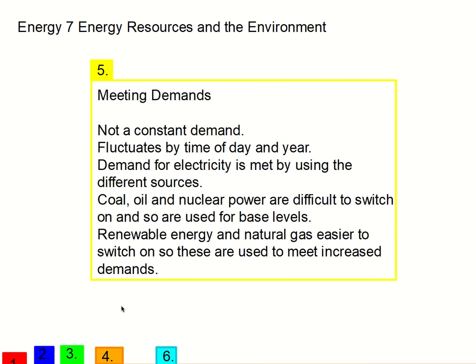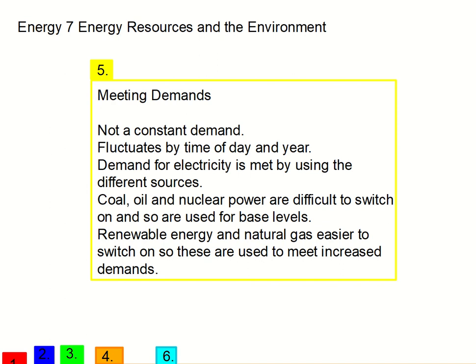So, moving on, we're looking at meeting demand. Human society doesn't always need the same amount of electricity. There's fluctuations, time of day. For example, between 7 in the morning and 9 in the morning, you'll need more electricity. Why? Because people are getting ready to go to work. They need the kettle, they need showers, they have the TV on, etc. Between the morning and the evening, the demand decreases because people aren't at home, people are at work. But certainly when people get home, when they're having their tea, the demand goes up.